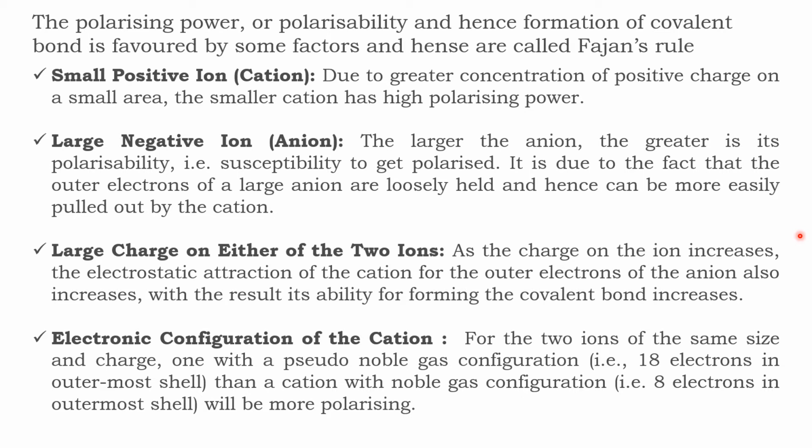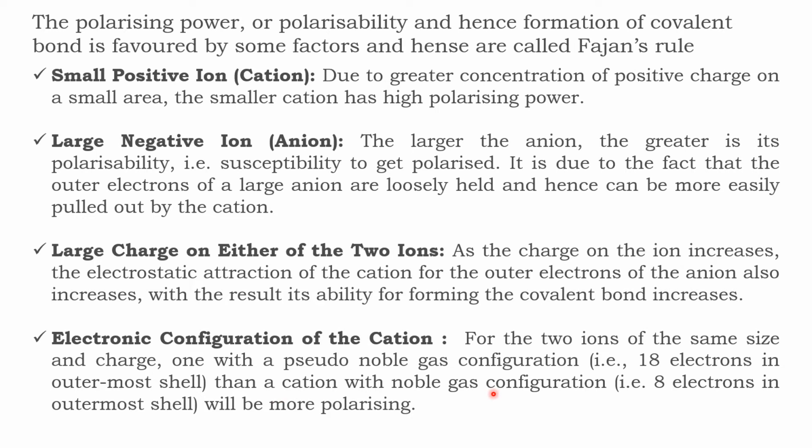So we are considering a fourth case. Here two ions, same size, same charge. For example, you take two positive ions, both have the same charge, same size, but there is a difference in configuration. Hence, the pseudo noble gas configuration will be more polarizing. That means the cation with a pseudo noble gas configuration is more polarizing than one with a noble gas configuration.